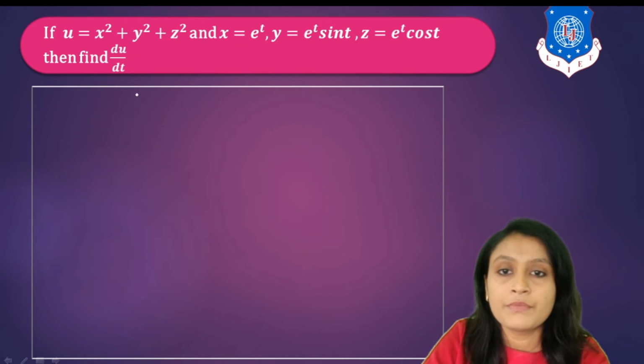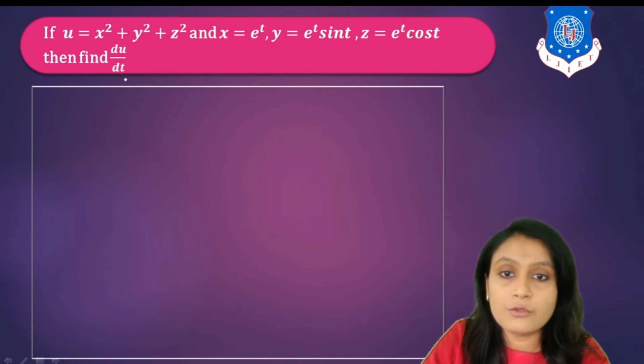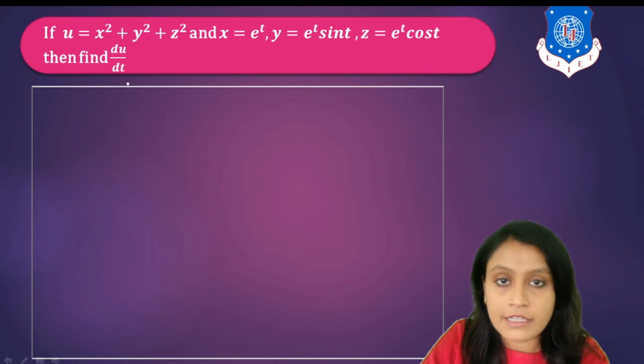Okay, now let's solve one more example. If u is equal to x square plus y square plus z square, and x is equal to e raised to t, y is equal to e raised to t sin t, and z is equal to e raised to t cos t is given, and we have to find this du by dt. So firstly we will draw the tree diagram.